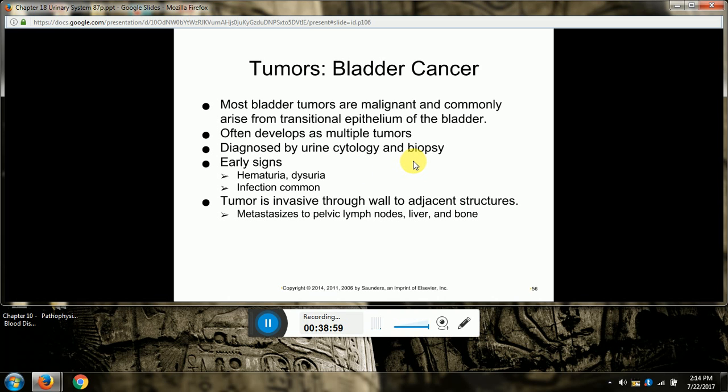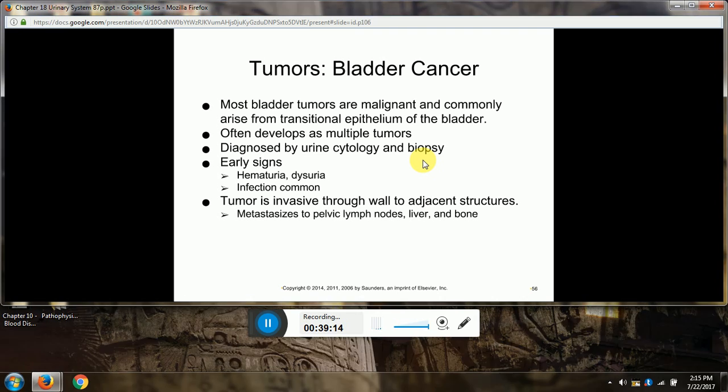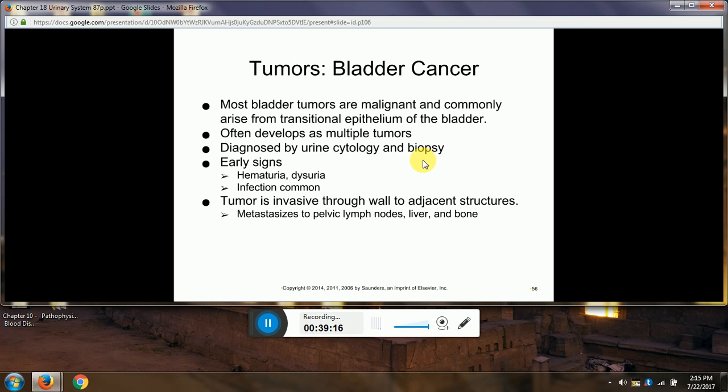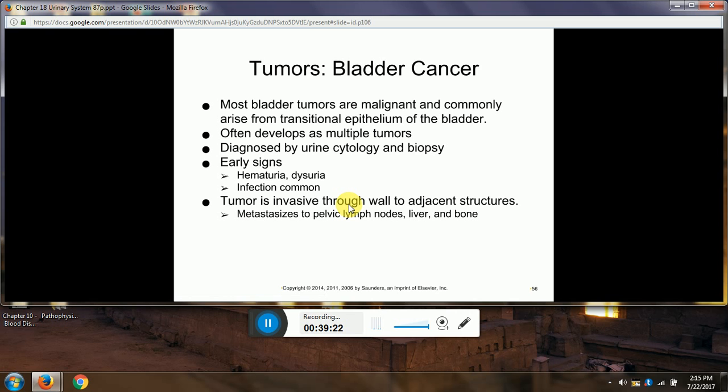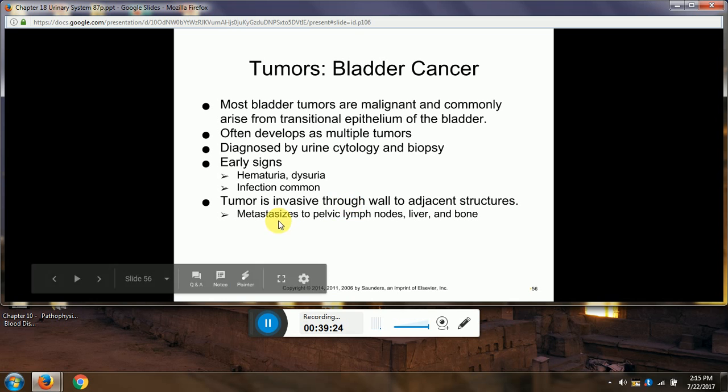To diagnose it, there's a urine analysis, the usual stuff that is done for any urinary tract disease. There's also a cystoscope that could be done, to scope the bladder and then take a biopsy if you see a mass or an ulcer. And then the tumor invades through the wall of the urinary bladder and goes to the structures around it, so it can metastasize to the pelvic lymph nodes or the liver and even the bone.